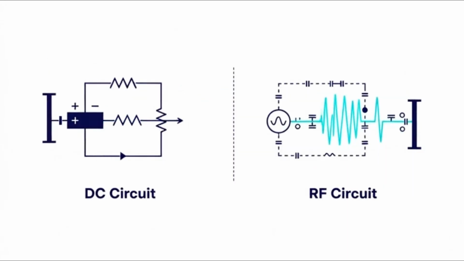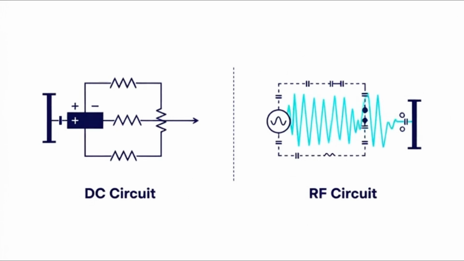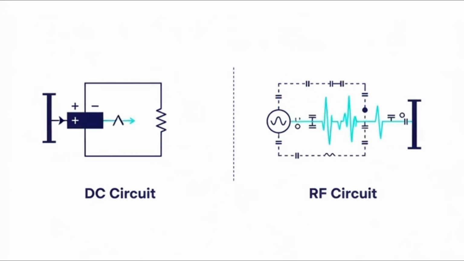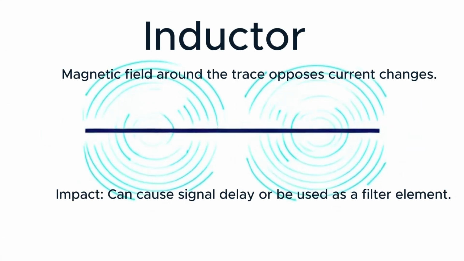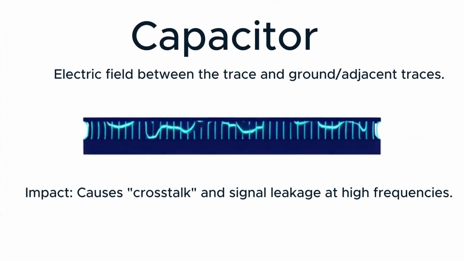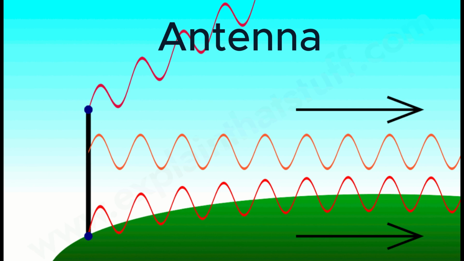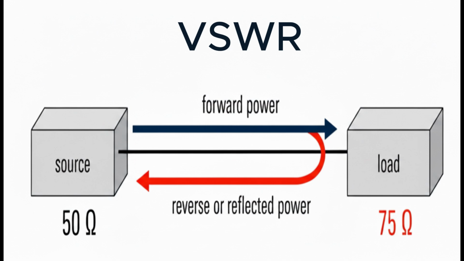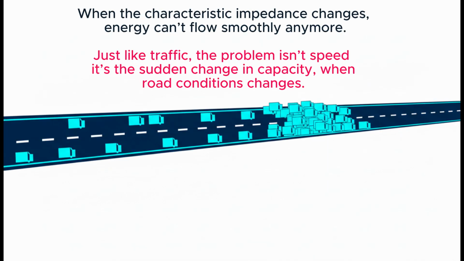In standard electronics, a wire is a wire. But in RF, at high frequencies, a piece of copper trace isn't just a conductor, it's a capacitor, an inductor, and an antenna all at once. If your impedance doesn't match, the energy doesn't just stop, it bounces back to the source. This is VSWR, the enemy of every RF engineer. In low-frequency electronics, we don't worry much about the width of a wire, but in RF, the geometry is everything.